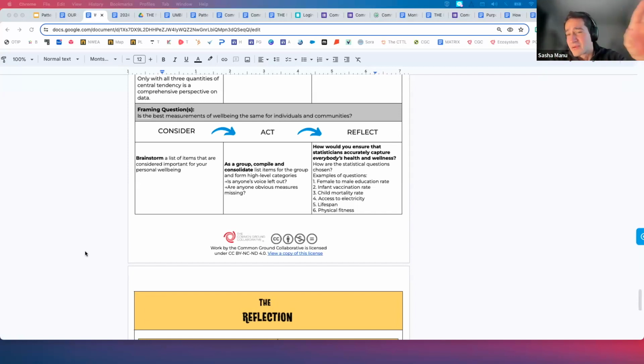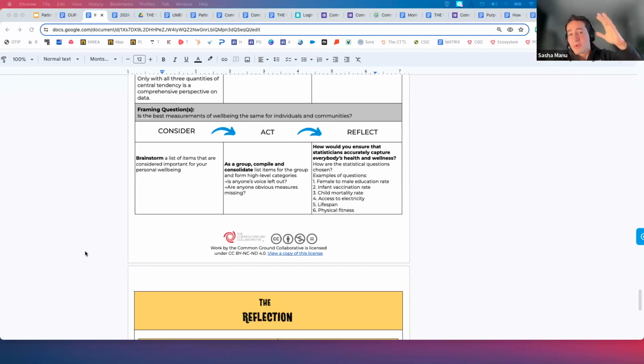And then, as we turn to the reflection, how would we ensure that statisticians accurately capture everybody's health and well-being? So the typical measures of well-being that are used, for instance, in the third Sustainable Development Goal: female to male education rate, infant vaccination rate, child mortality rate, access to electricity, lifespan, physical fitness. Exploring how were these measures created? Are they the best metrics to look at community well-being? And are there any ones that seem to be missing? And so these are just some of the sample flows.